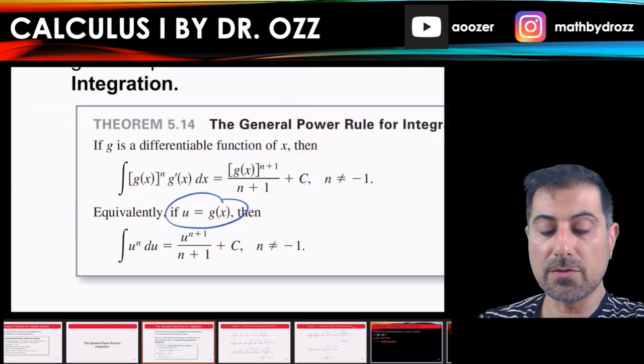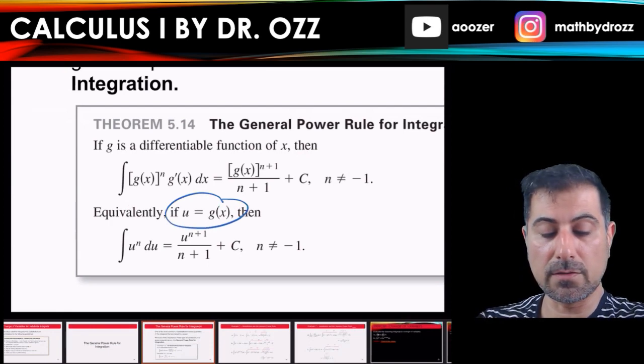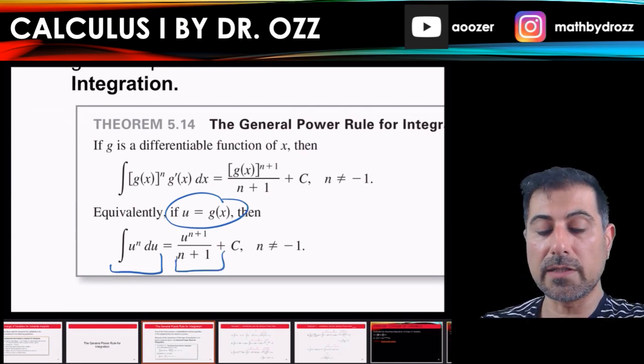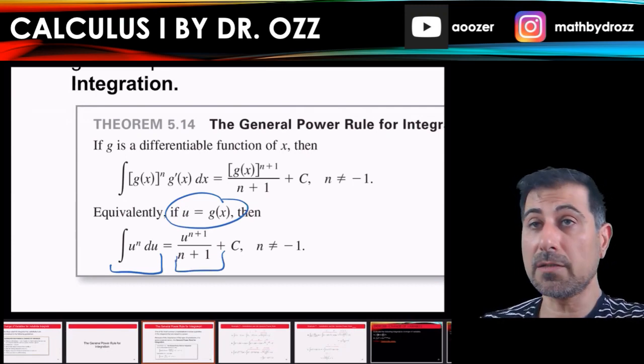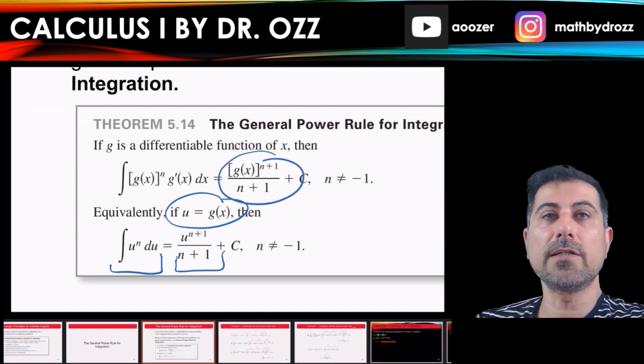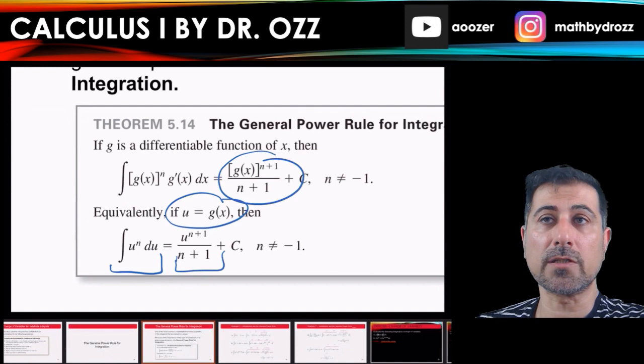Once you have u equals g of x, the new integral in terms of u is u to the n du, and if you integrate that, you have u to the n plus 1 divided by n plus 1. Putting the u back, you get the integral to be g of x to the n plus 1 divided by n plus 1 plus the integration constant.